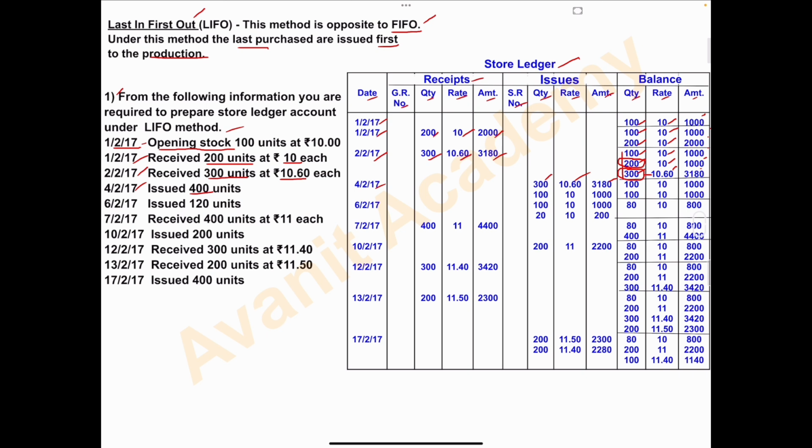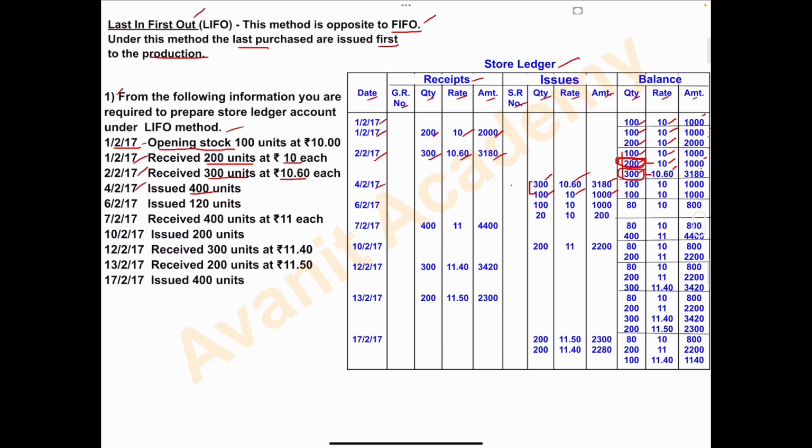So 300 we have issued, remaining 100 will take from this 200. Write here 100 and the rate per unit for this 200 goods is 10, 100 into 10, 1000. So total we have issued 400 units.